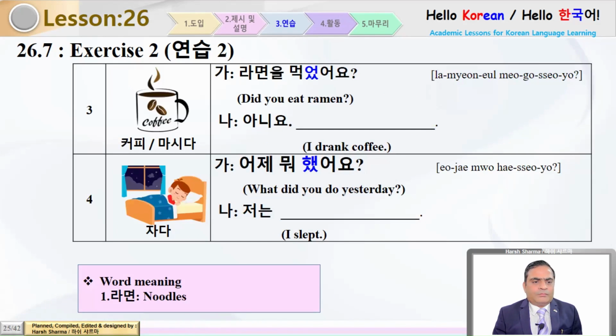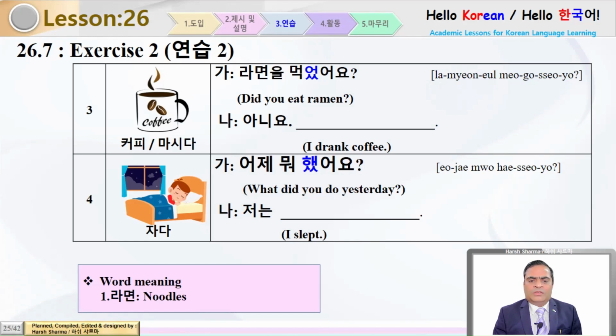Number 3. See the picture: coffee, 마시다. And the statement is 라면을 먹었어요. 아니요. Then coffee and 마시다, and 았어요 or 했어요. Select what you will select. Yes, very good. 았어요. So it will be 커피를 마셨어요. 잘했습니다, 여러분. If you need some more time, pause the screen and keep doing it, 여러분.